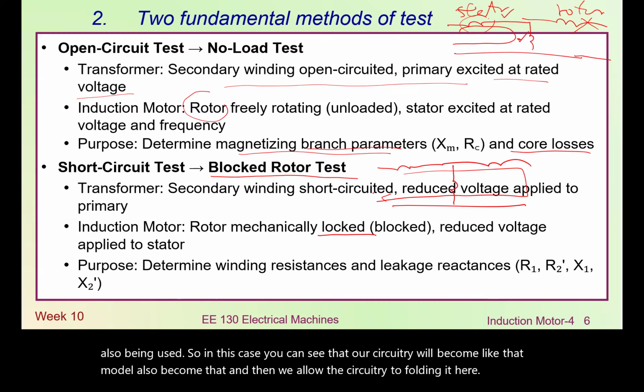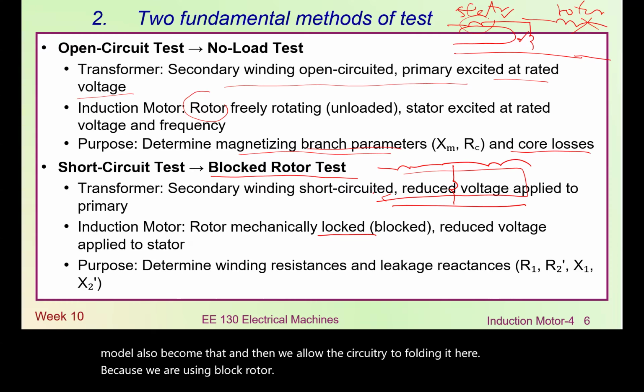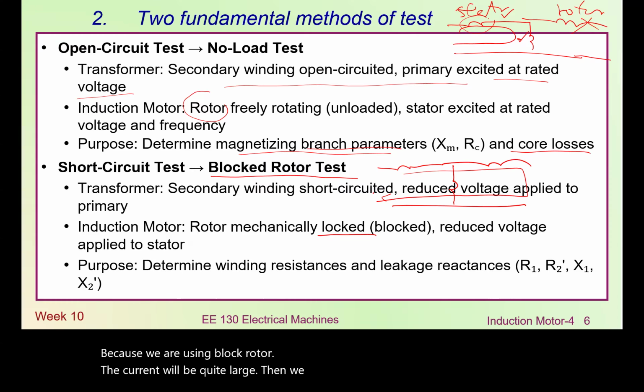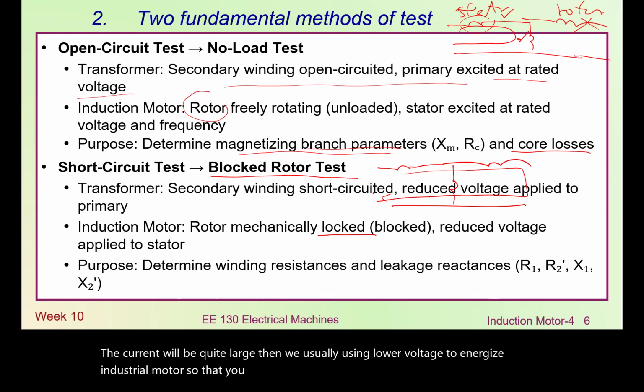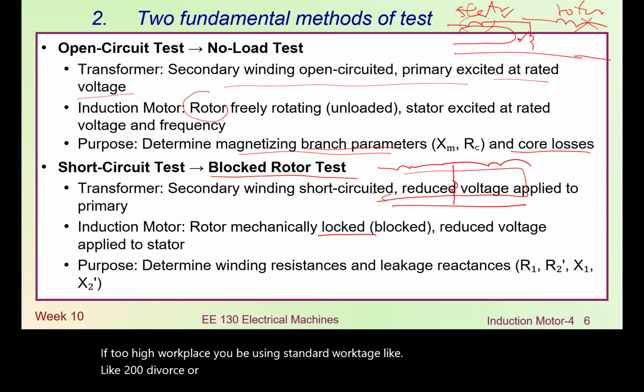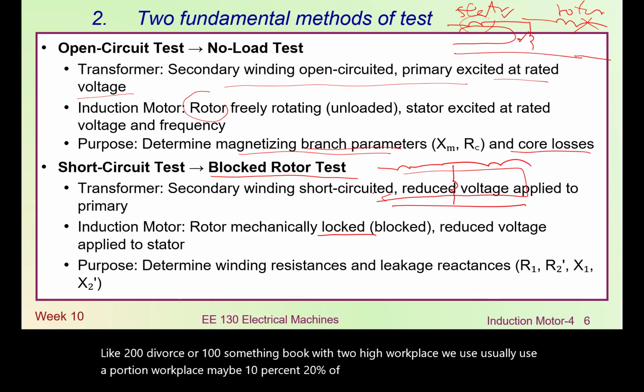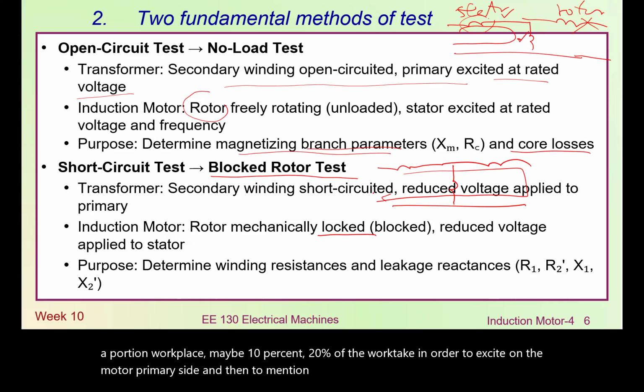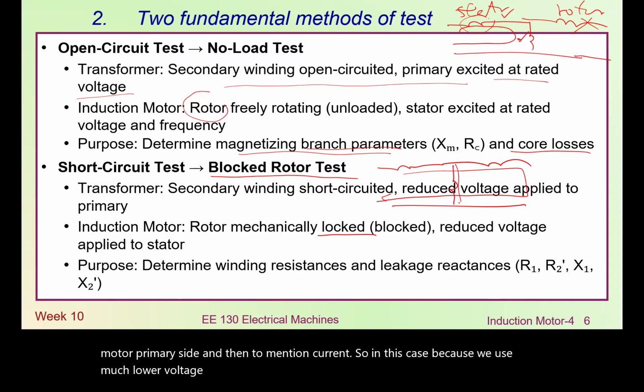Because we are using a blocked rotor, the current will be quite large. So we usually use low voltage to energize the motor so that it won't blow up and the current won't become too high. Instead of standard voltage like 200 volts or 100 something volts, we usually use a portion, maybe 10% or 20% of the voltage, to excite the motor primary side and then measure the current. Because the voltage is much lower, the losses in the magnetizing branch will be much smaller, so we can actually ignore the magnetizing component here.